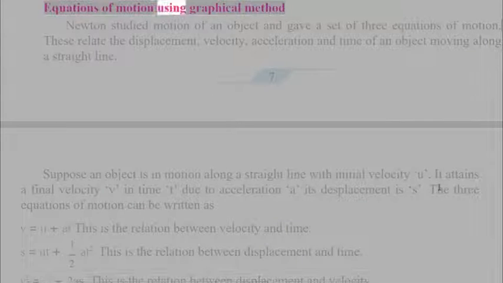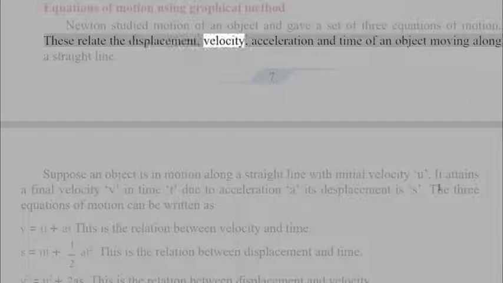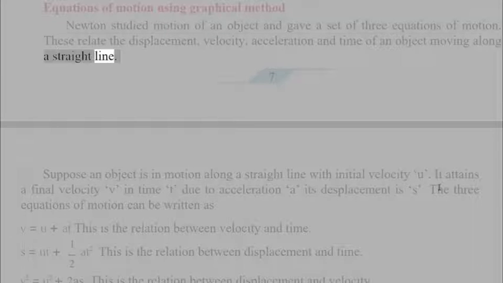Equations of motion using graphical method. Newton studied the motion of an object and gave a set of 3 equations of motion. These relate the displacement, velocity, acceleration, and time of an object moving along a straight line.